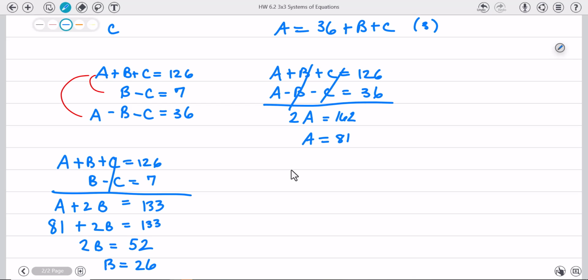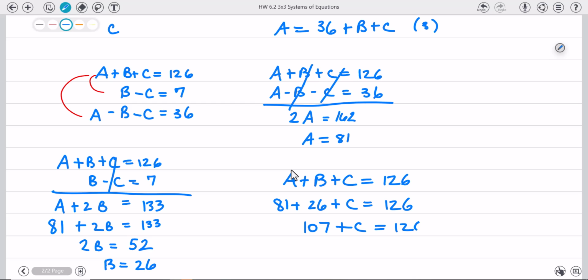Now I can go back to the very first equation. A plus B plus C equals 126. I know what A is. I know what B is. And so now I have something I can solve for C. So that's what 107. And then I get C equals 19. So country A won 81 medals.